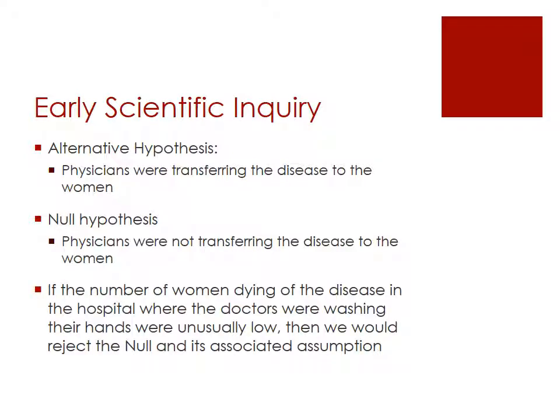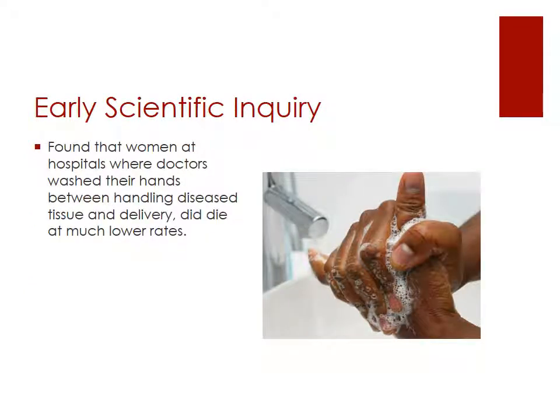So if the number of women dying of the disease in the hospital where doctors were washing their hands was unusually low, falling into that 0.05 level, then we would reject the null and its associated assumption, which would then support the alternative hypothesis that the physicians were in fact transferring the disease to the women. So what we found was, in fact, that women at the hospitals where the doctors were washing their hands between handling diseased tissue and delivery did die at much lower rates.